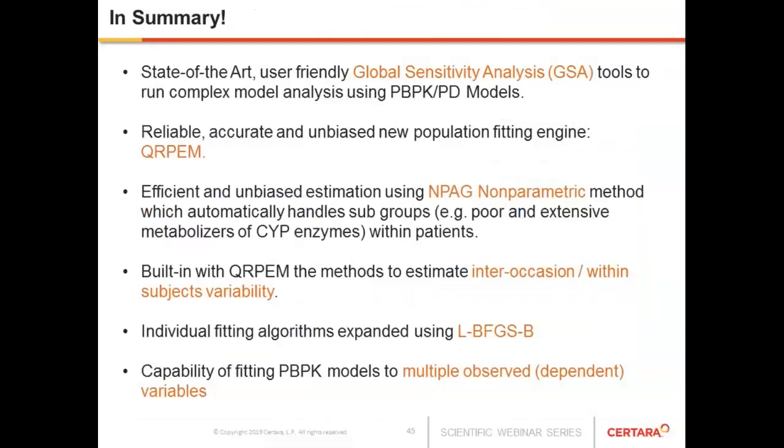So in summary, we have implemented a state-of-the-art global sensitivity tool, a reliable and accurate unbiased QRPEM method for population fitting, a non-parametric algorithm for population fitting, a built-in mechanism in QRPEM to estimate the intra-occasion or within-subject variability, a powerful algorithm to estimate the parameters with individual fitting, and also the capability of fitting PBPK models to multiple dependent or observed variables.